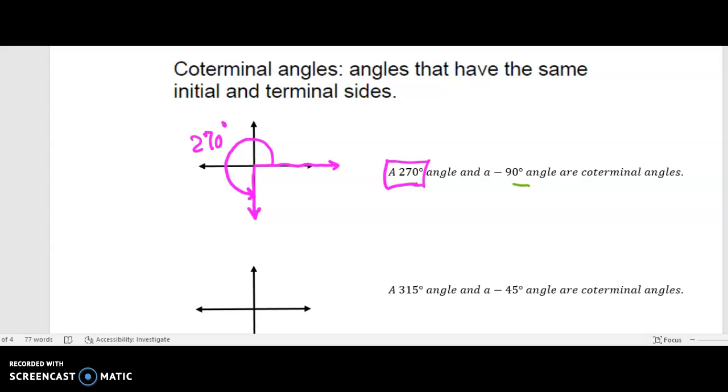Now let me draw a negative 90-degree angle. So still beginning on the initial side, the positive x-axis, a negative 90 would be a clockwise angle, 90 degrees. You see how a negative 90-degree angle and a positive 270 start in the same place and they end in the same place. These are called coterminal angles, coterminal.